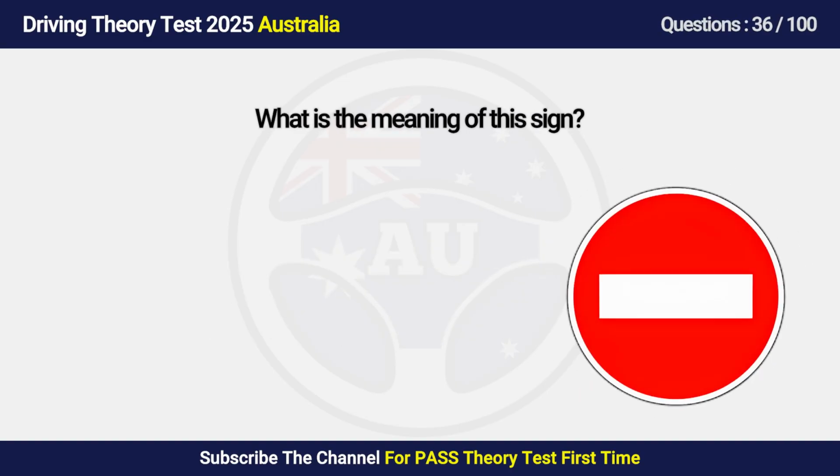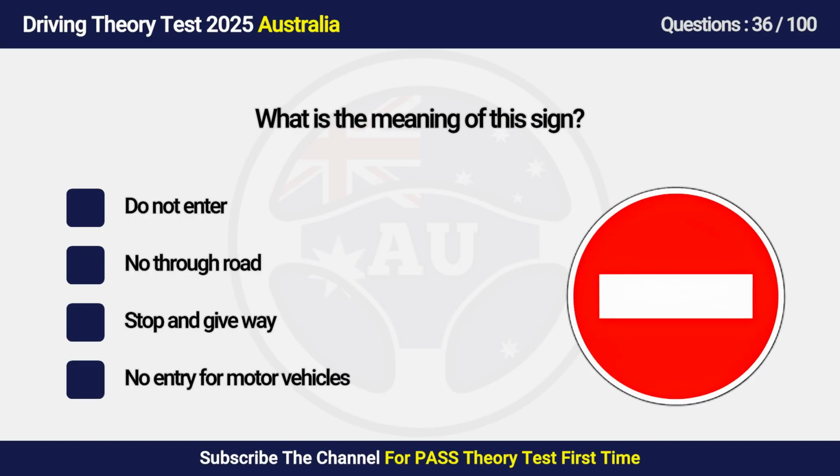Question 36. What is the meaning of this sign? A. Do not enter. B. No through road. C. Stop and give way. D. No entry for motor vehicles.